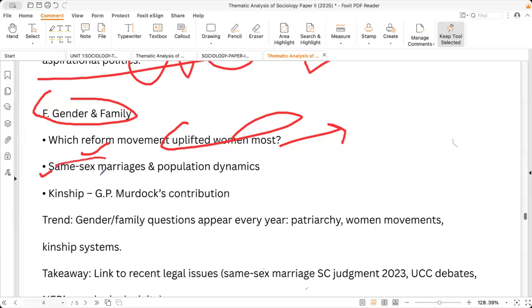Same-sex marriages and population dynamics. You need to understand what same-sex marriage is and how it is related to population dynamics, to the changing dynamics of family, the changing dynamics of marriage, and the changing dynamics of gender. Because what is the central point of gender? That women are supposed to take care of home, give domestic services, give a caregiving role, and procreation is her ultimate role. But when there is same-sex marriage, that central idea of man-woman differentiation, which was talked about at length by functionalist scholars, just goes for a toss.